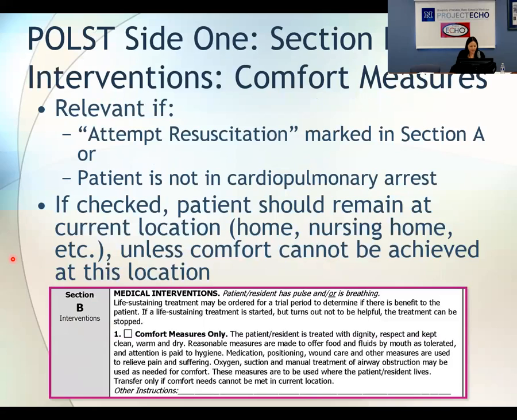Then we go to section B with interventions. So these are comfort measures. This is attempt resuscitation as marked in section A. This patient is not in cardiopulmonary arrest. If checked, the patient should remain at their current location, whether that be home, nursing home, etc., unless comfort cannot be achieved at that particular location. And underneath each section, it usually has other instructions. So if you want further details when discussing it with your physician, that is where you could put it.